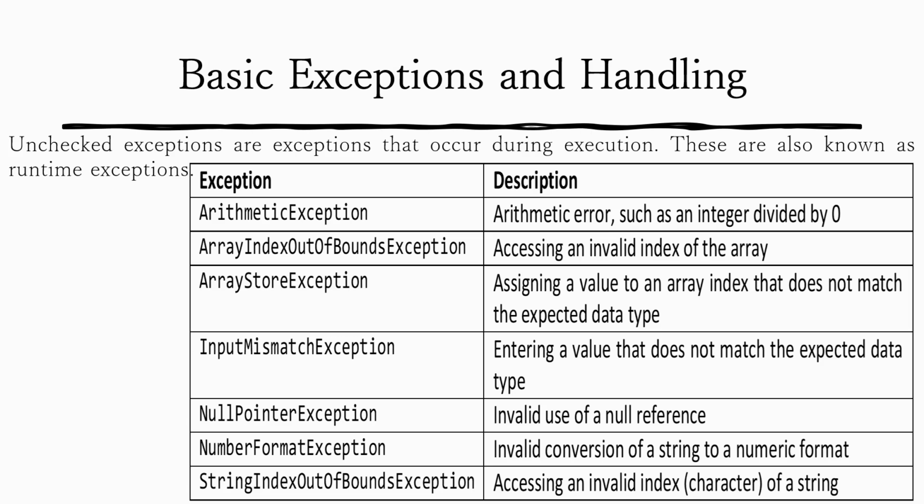Command number 6, NumberFormatException. This command is defined as invalid conversion of a string to a numeric format. Command number 7, StringIndexOutOfBoundsException. This command is defined as accessing an invalid character of a string.